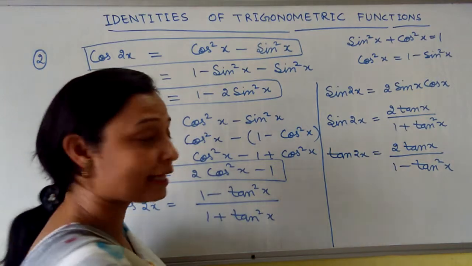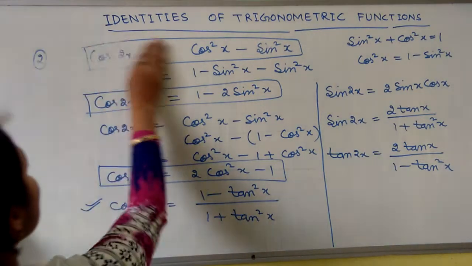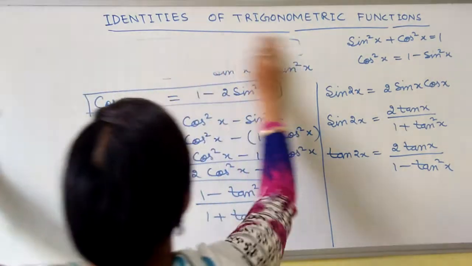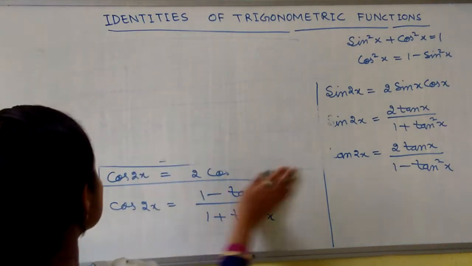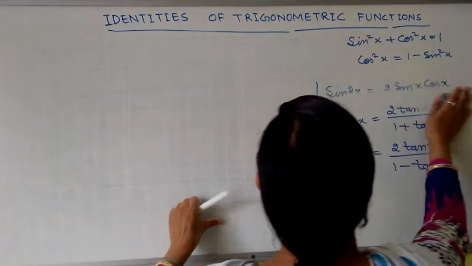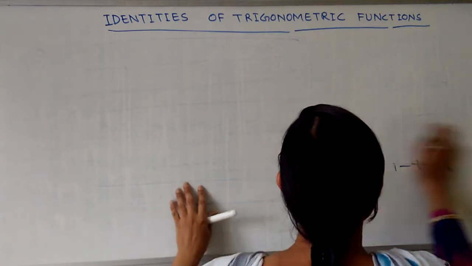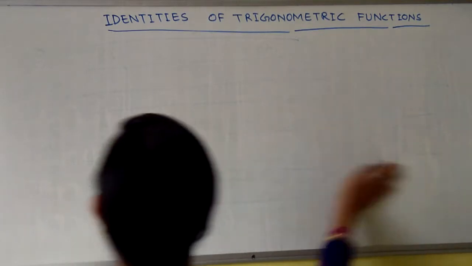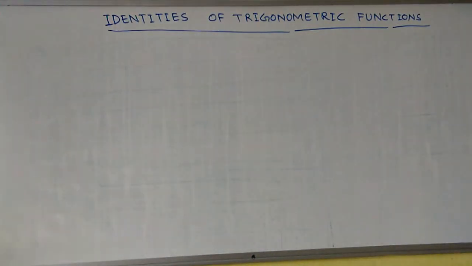So come to the third type. These are the very important identities. You have to learn these identities first of all. Then you will start the next exercise of NCERT. The whole exercise 3.3 is based on these formulas. Okay, so come to the next type.